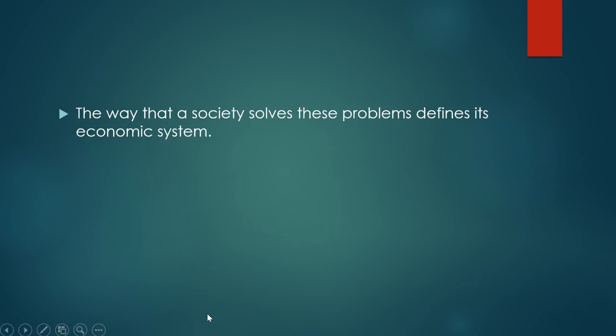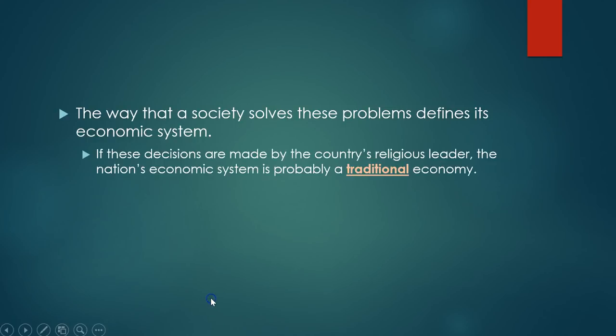The way that a society solves these problems defines its economic system. In other words, when a society is looking at solving those three problems, how they solve it determines what type of economic system they can be defined by. So if these decisions are made by the country's religious leader, for example, the nation's economic system is probably a traditional economy. In other words, the person in leadership is typically looked at as a religious leader. And so when you have that situation, typically you're looking at a traditional economy.